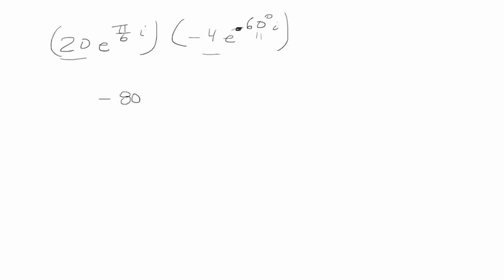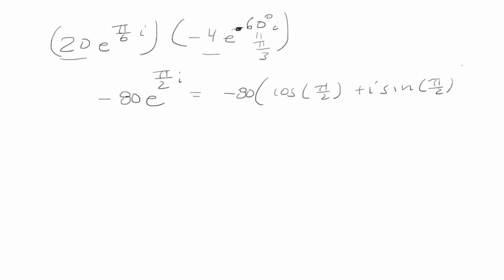60 degrees is the same thing as pi over 3. So it's pi over 6 plus pi over 3. That's going to be pi over 2. And then we have i. So it's -80 times cosine pi over 2 plus i sine pi over 2. Cosine of pi over 2 is 0, and sine of pi over 2 is 1. So this is just -80i.